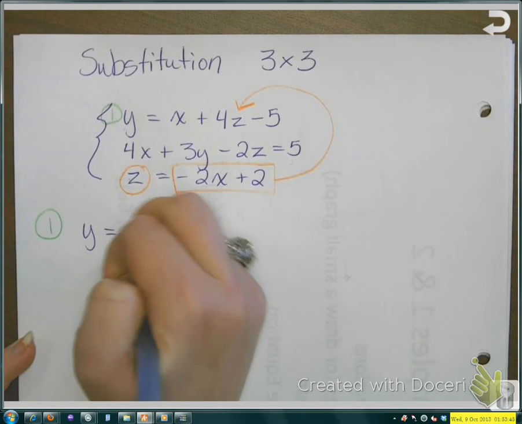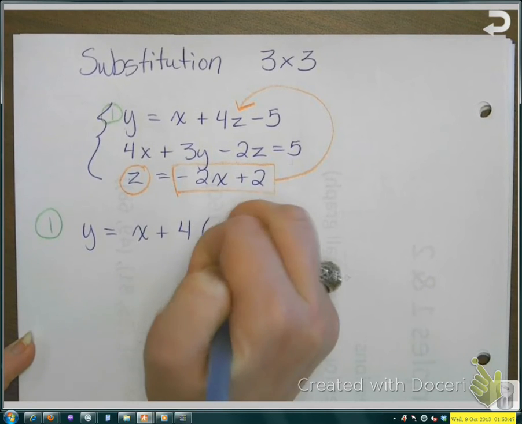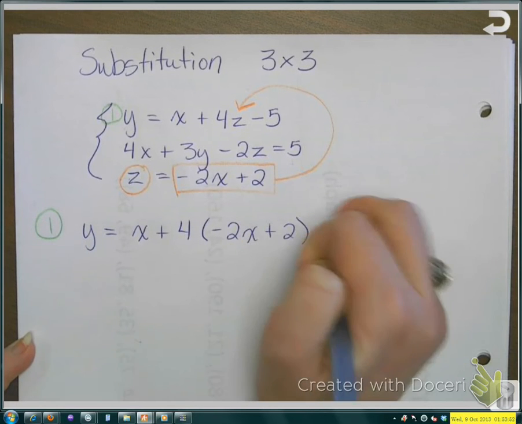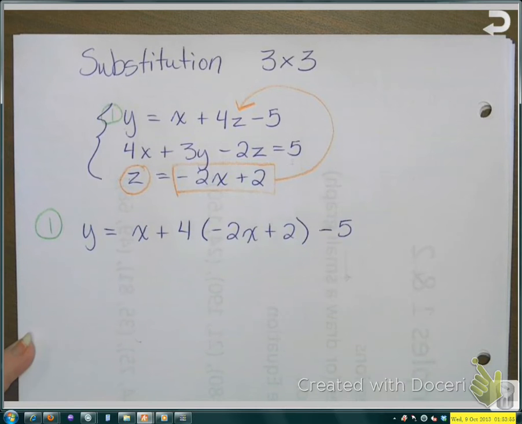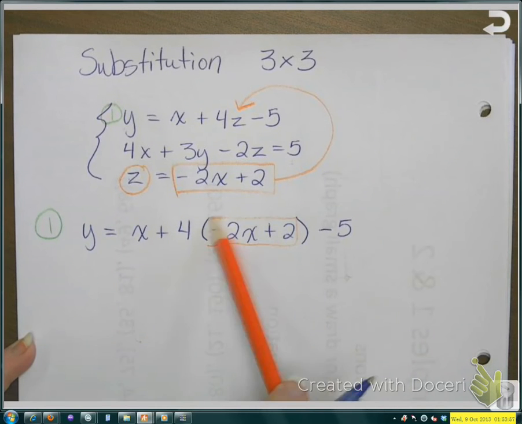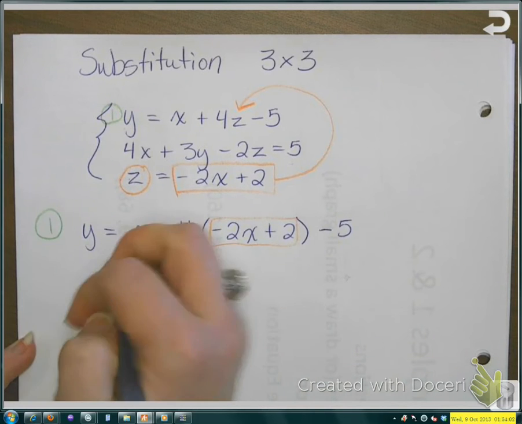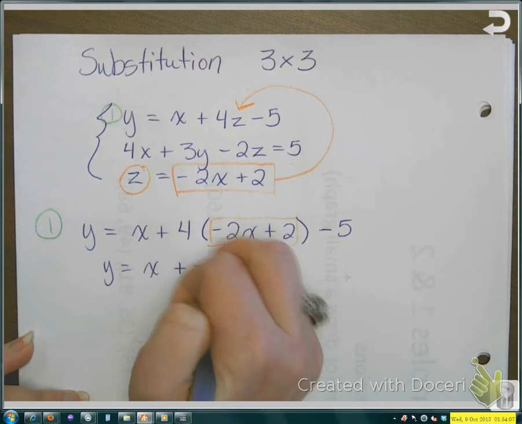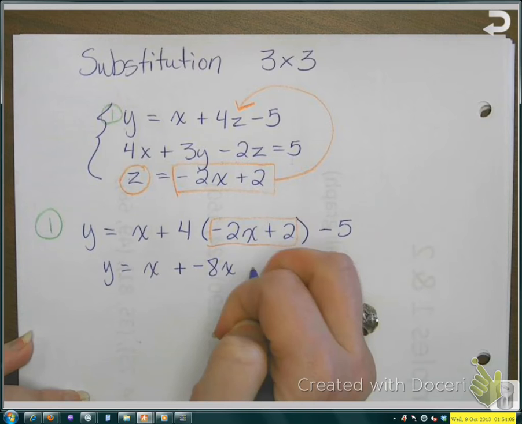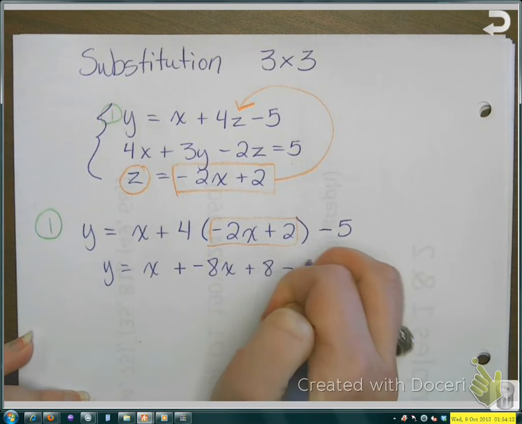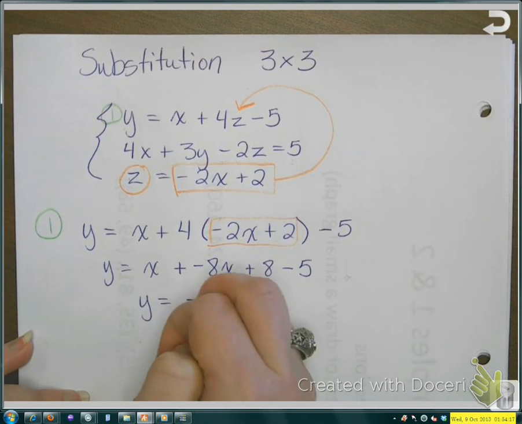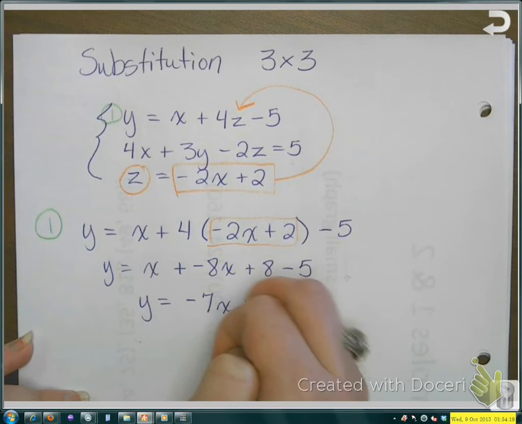So I have x plus 4 times the negative 2x plus 2 minus the 5. Substituted it right in there. Okay? Now I need to simplify, so let's distribute that 4. I get x plus, this is a negative 8x, I guess I should have written that as a minus, plus 8 minus 5. Again, need to simplify. Combine like terms, I get negative 7x plus 3.